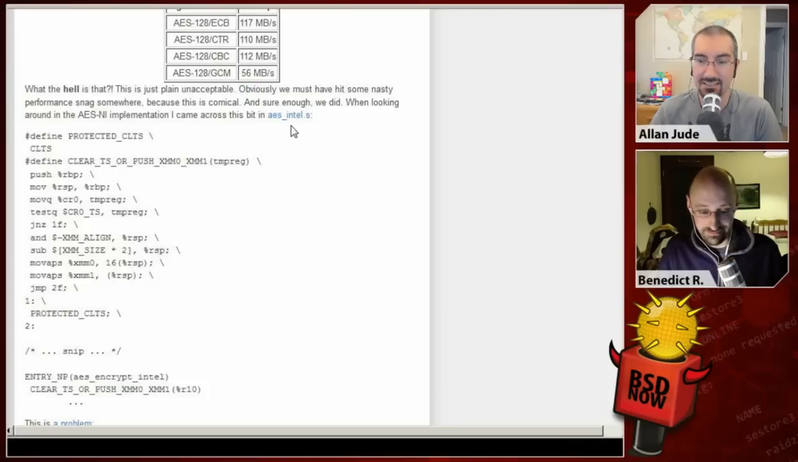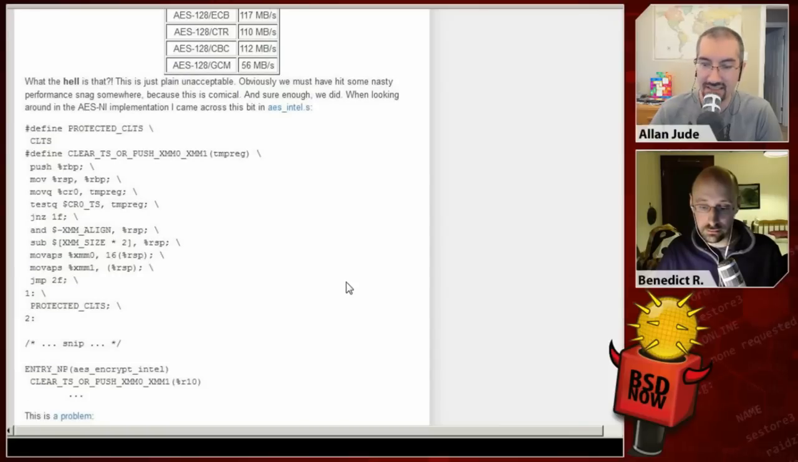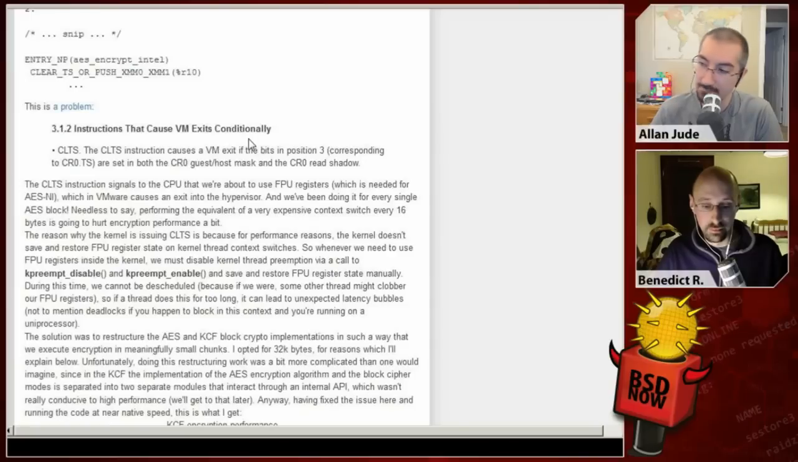So he looked into it and looked in the AES_intel.s, which is the assembly file, and we see that it actually runs this instruction called CLTS. And he says that's the problem. It's on his list of instructions that cause VM exits conditionally, which means when they're running in a VM, they have to stop running in hardware virtualization and let the software do something, which is always a slow operation.